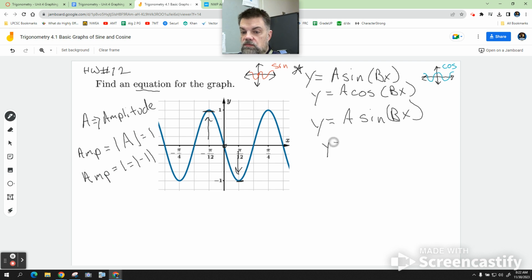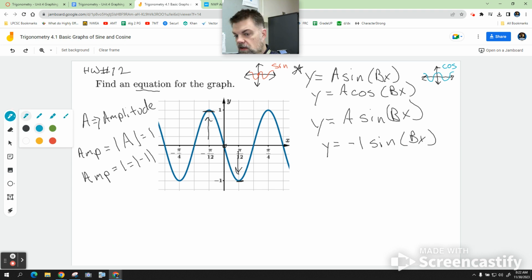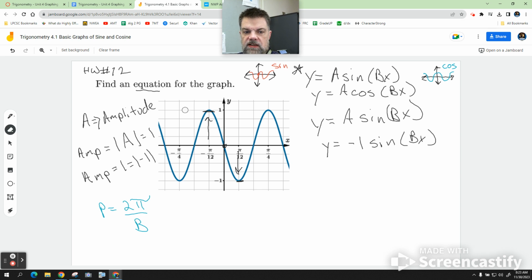So I've got -1 sine of bx. Now to find the b, I know that there's a relationship. Let me write this over here, I'll have a little more room. Remember that the period is equal to 2 pi over b. So I just need to find the period, and when I find the period, then I'll have my answer.